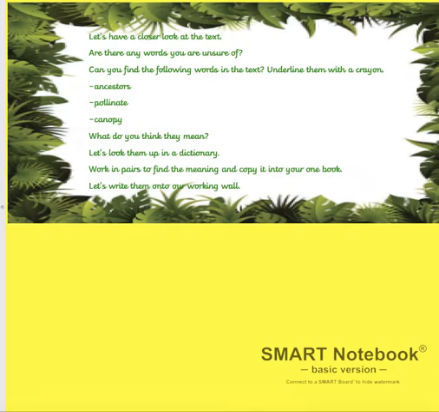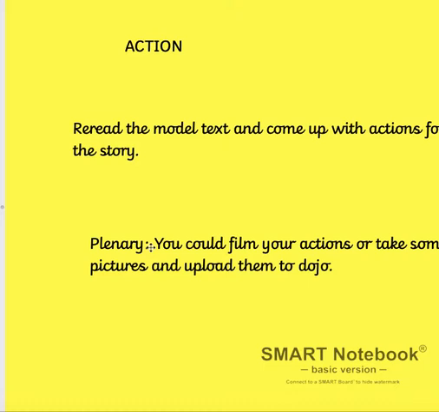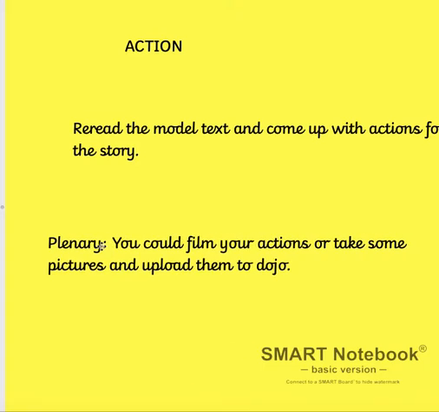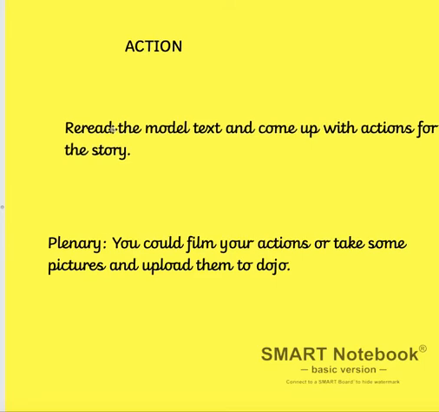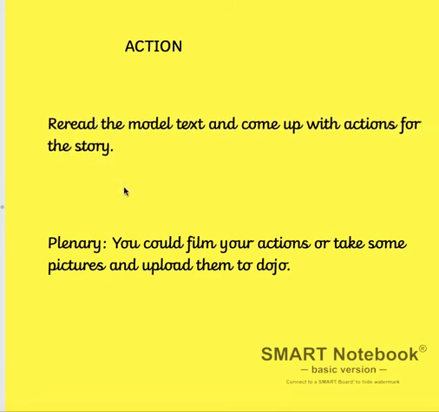Right, so hopefully you've done all that dictionary work now. And the next thing we have to do, as we always do with our new stories, is we come up with some actions for our stories. So with your model text in front of you, I want you to come up with some actions for your story. And when you've done that, you can, if possible, perhaps take pictures of you doing some of the key actions or a short video of you doing actions to the story. If not, just keep them in your head to help you. We'll be redoing them again tomorrow. And you can upload them to Dojo as well as your dictionary work that you've already done this morning.